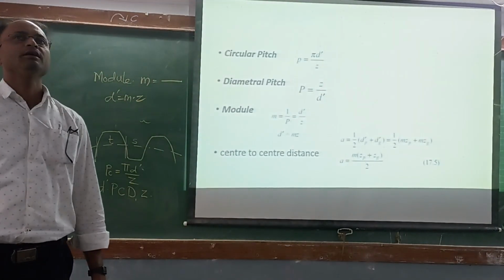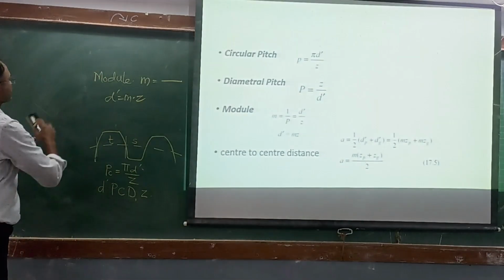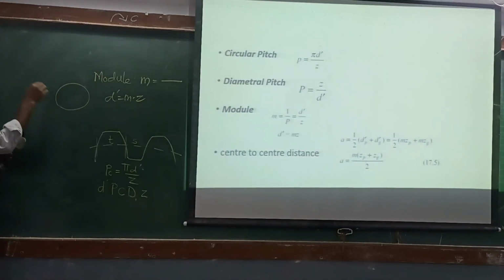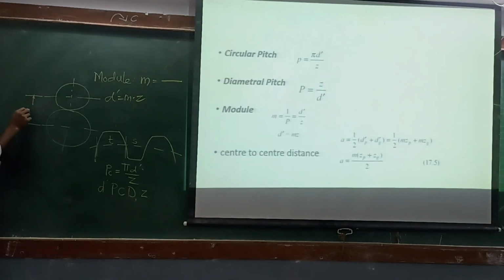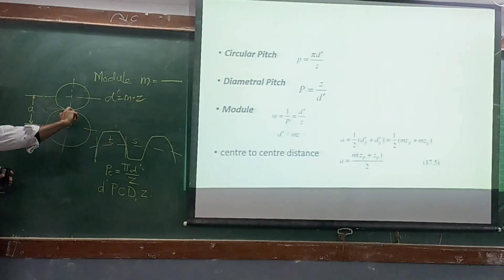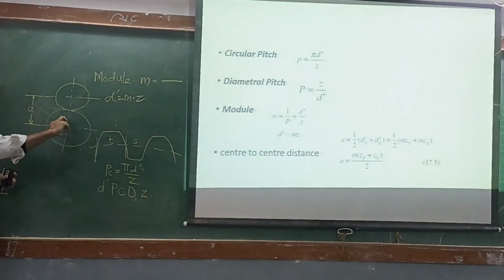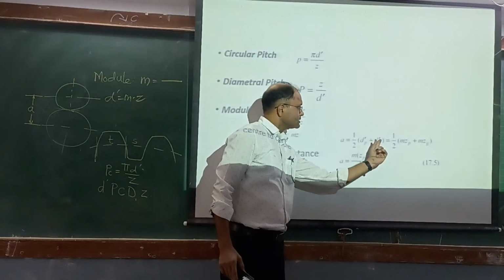Center to center distance is given by... I am just drawing this figure again. This is say pitch circle diameter of one gear, pitch circle of other gear. These are the center lines. So what is center distance? Distance between these two axes is called as center distance. So how will you get that? It will be radius of this plus radius of this, right? Radius will be diameter by 2 plus diameter by 2. That's why it is written as diameter by 2 plus diameter by 2.